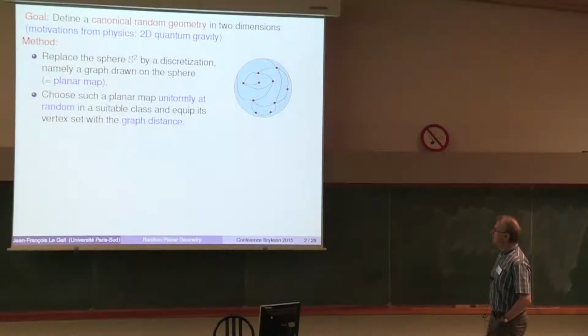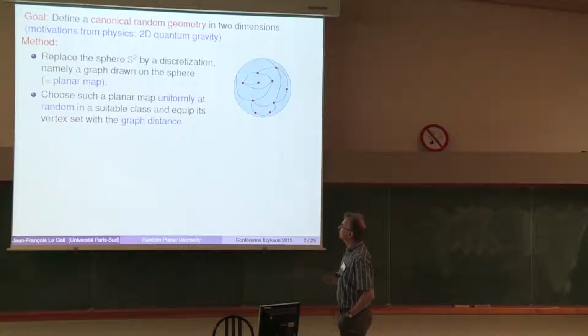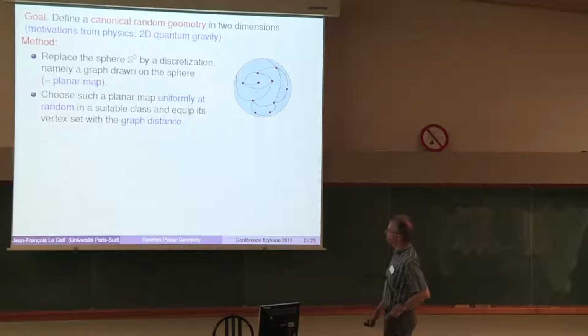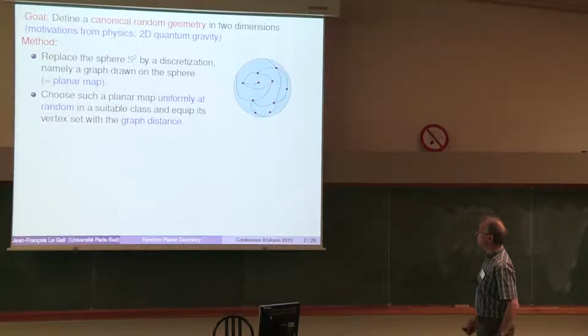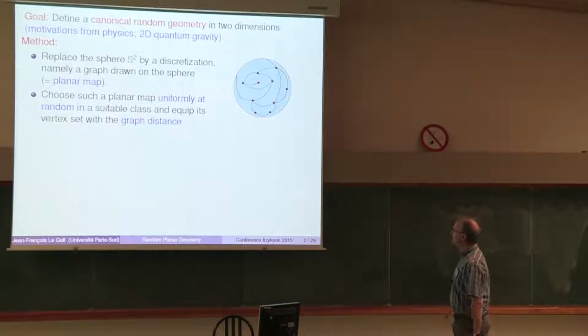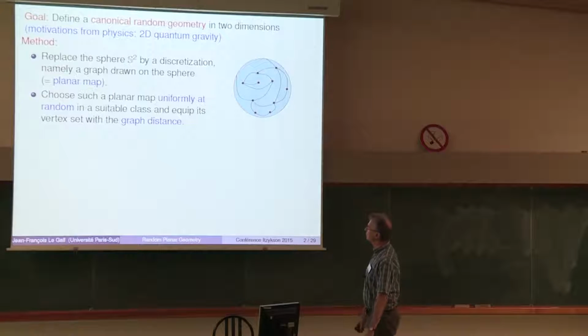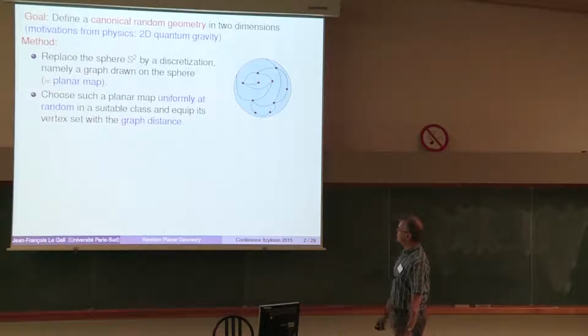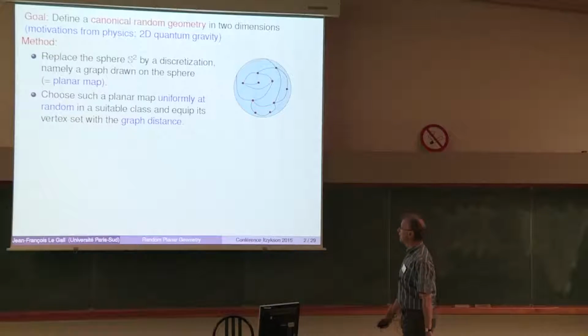standard method. We replace the sphere. Instead of working on the 2-dimensional sphere, we will work on the discretization, meaning that we will consider a graph drawn on the sphere, so what we call a planar map. And essentially what we do, we choose such a planar map uniformly at random in a certain class, and we view this object as a metric space by equipping the vertex set with the graph distance, and then we pass to the limit when the size of the graph tends to infinity.